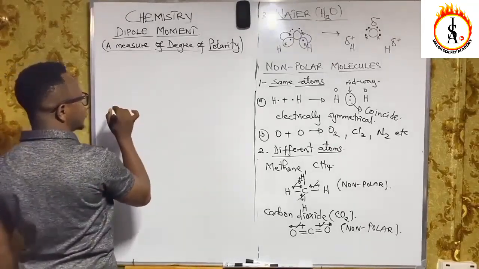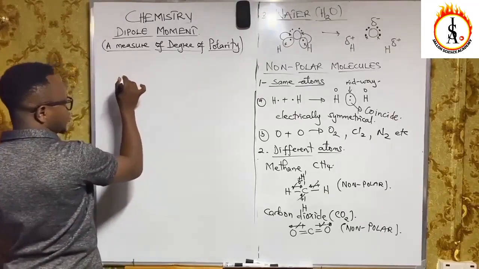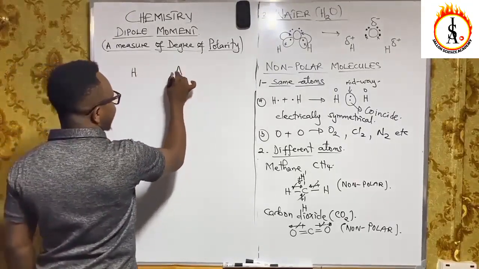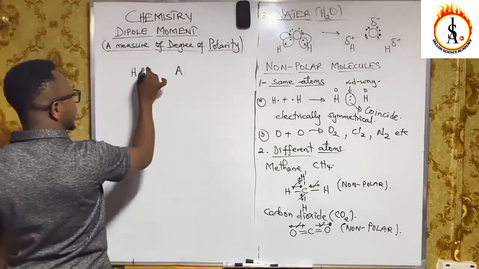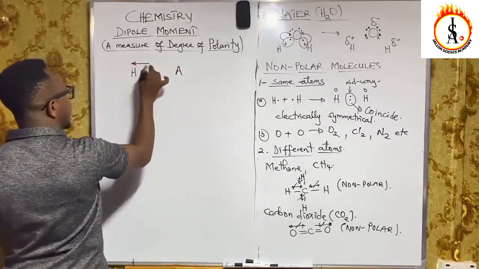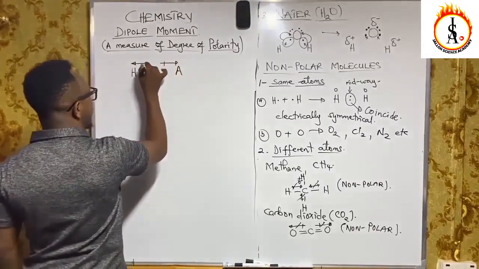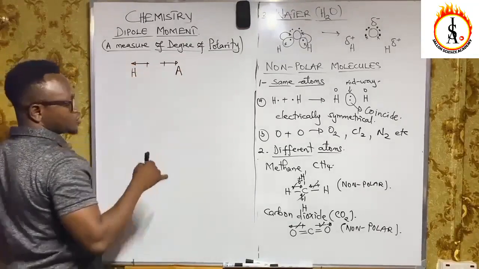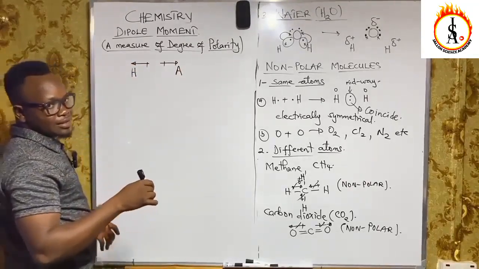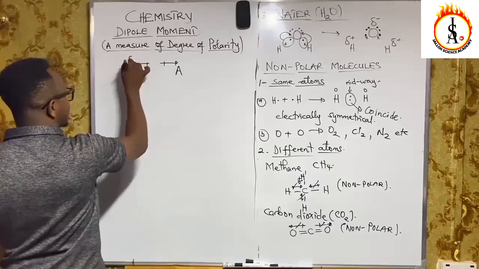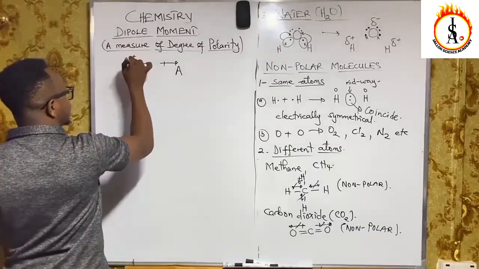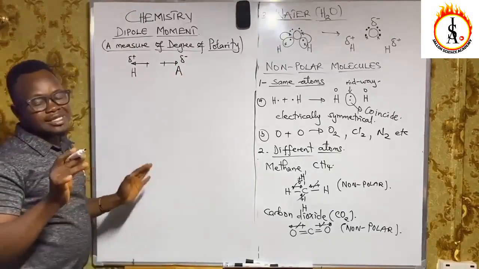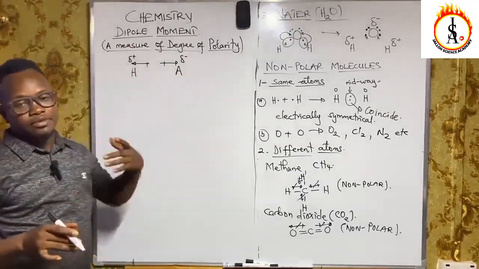Let's say, for example, you have a particular species H and another one A. These molecules have two opposite and equal charges. So these molecules are said to have what we refer to as an electric dipole. So this is a pole here, which can be positive, and a pole here, which can be negative. So this makes them a dipole. This is called an electric dipole.